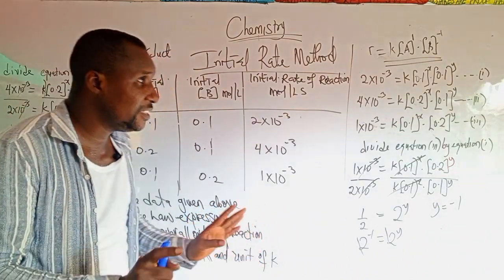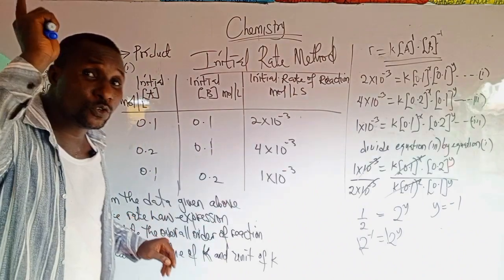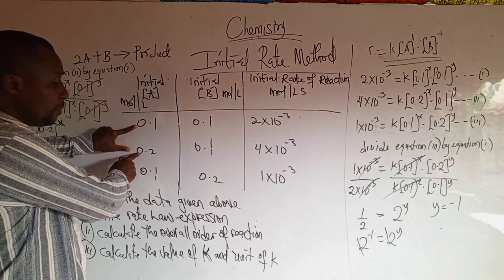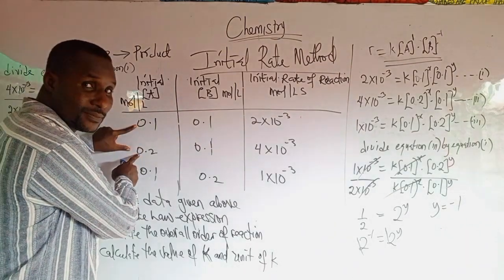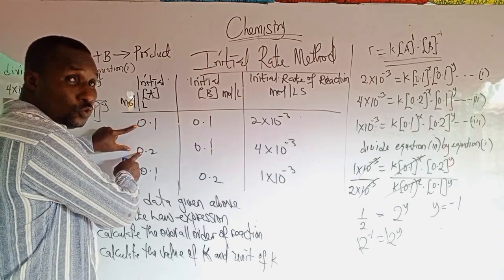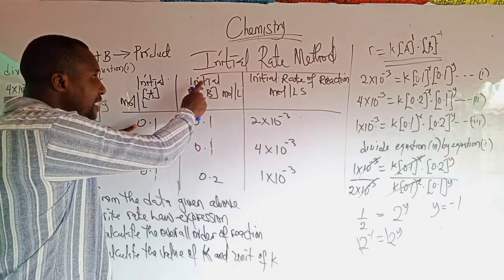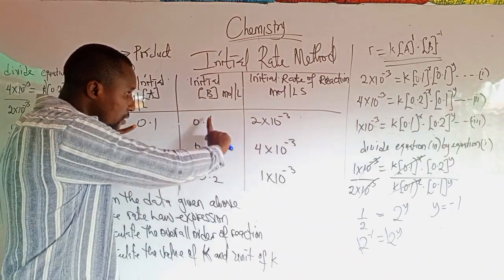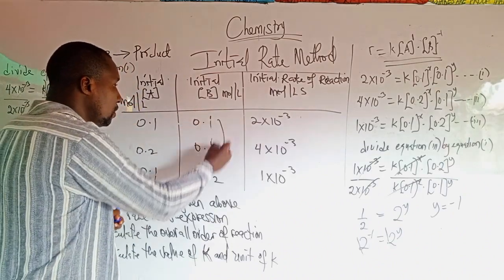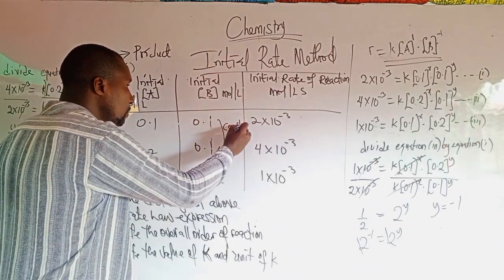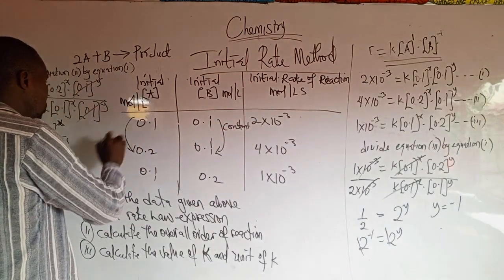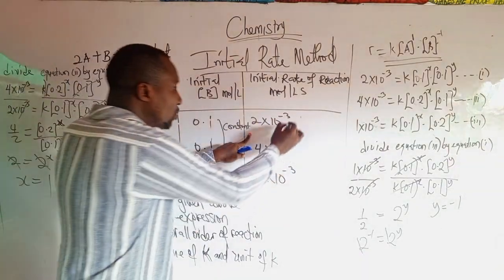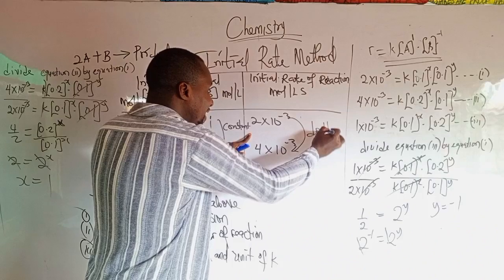Do you know the shortcut? If you don't want to calculate, the shortcut is very easy. From what I told you earlier, look at this. Under A, experiment 1 and experiment 2, the concentration is doubled, while the concentration of B for experiment 1 and experiment 2 is constant. This one constant, this one doubled. Then what happened to their rate of reaction? It is also doubled.